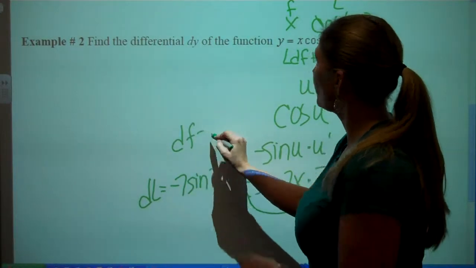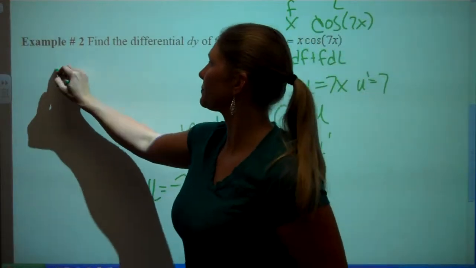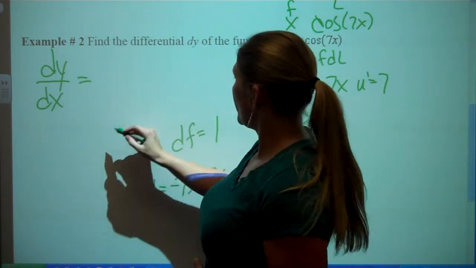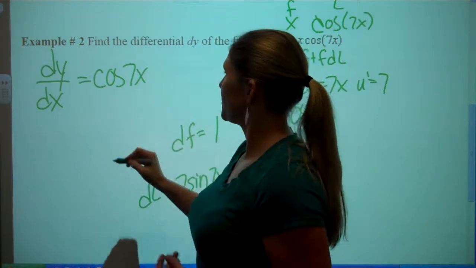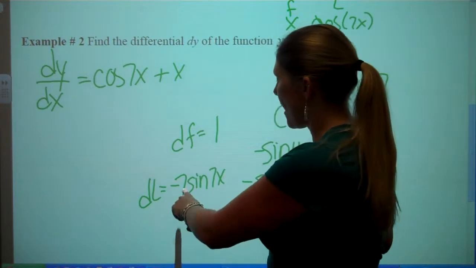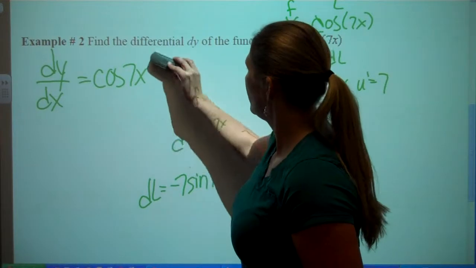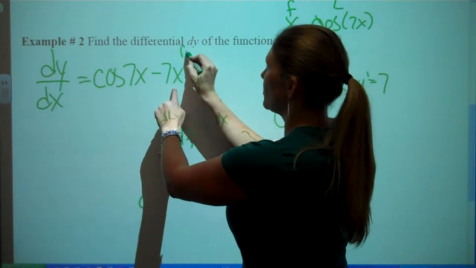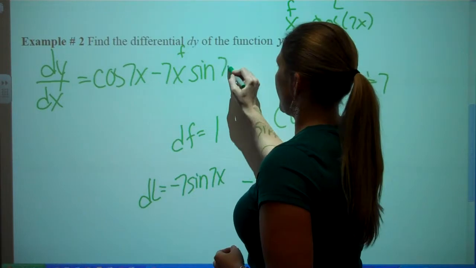The derivative of the first is equal to 1. So now I'm going to do LDF plus FDL. So dy dx equals the L, which is my last function, cosine 7x, times the derivative of the first, which is just 1, plus my first function, x, times the derivative of the last. Well, negative 7 times x, so that would be minus 7x, right? That x is my first function. The negative 7 came from my derivative of the last. And I'm just going to put sine 7x.